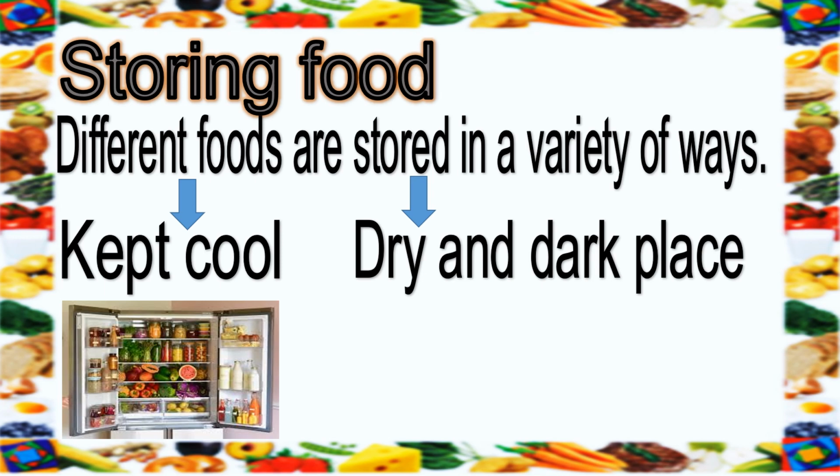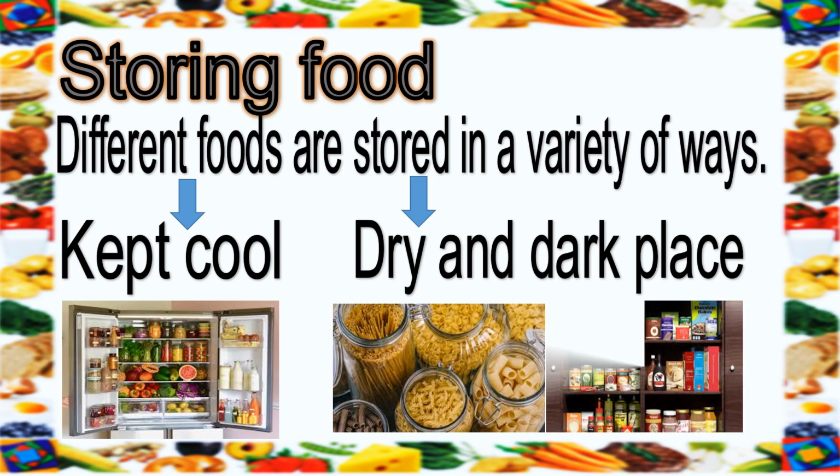Next, keep food in dry and dark places. For example, your pasta or those powdered ingredients that you have, like pancake mix, cake mix, or those spices that you have at home. Do not store them in areas where they could get wet easily. And do not store them in places that have direct sunlight because they will go bad easily.